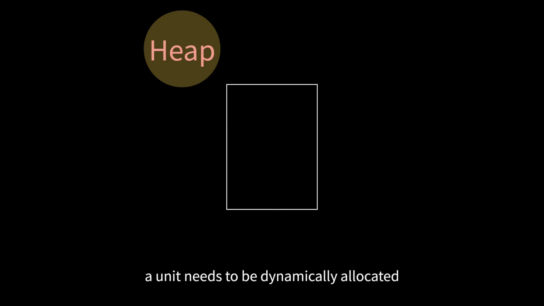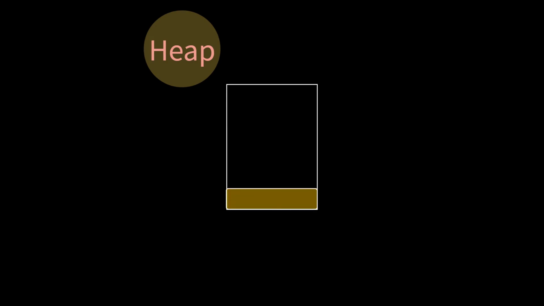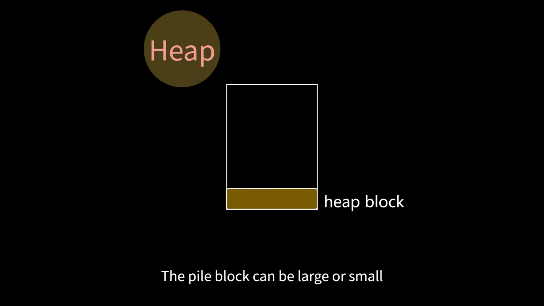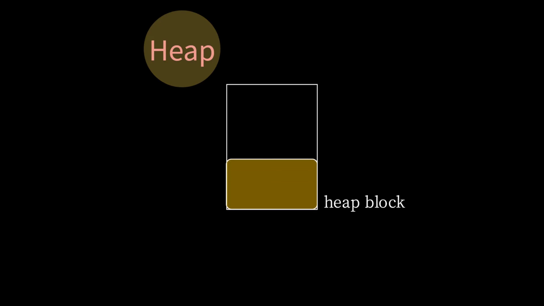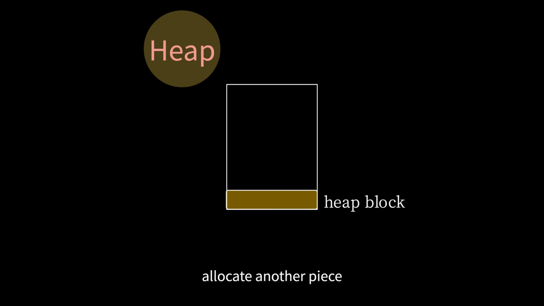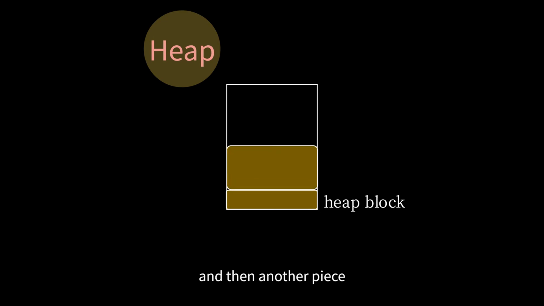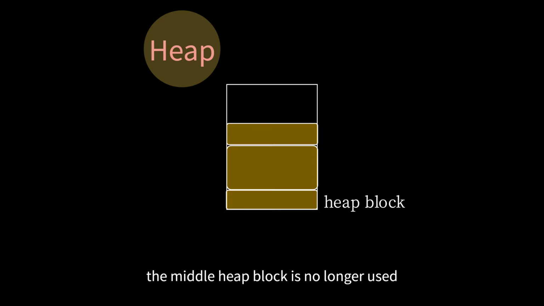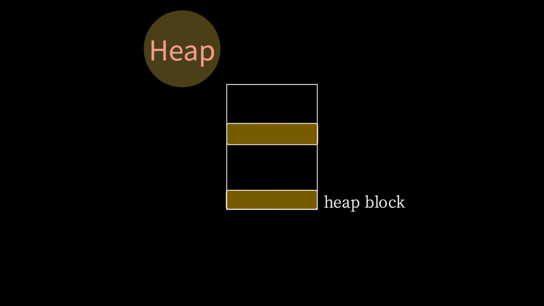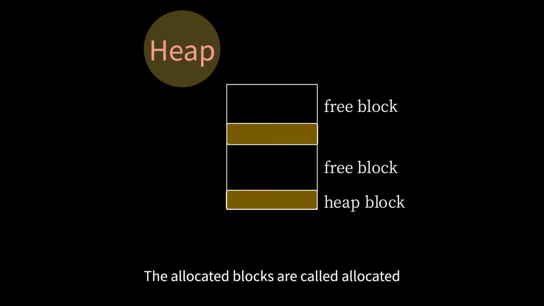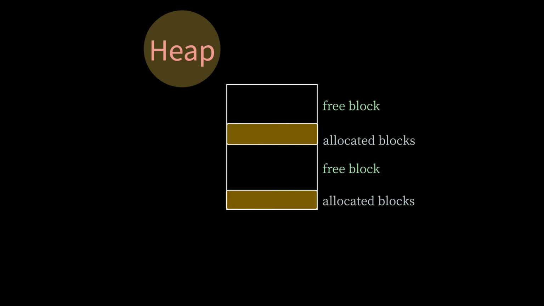For example, in this heap, a unit that needs to be dynamically allocated is called a heap block. The heap block can be large or small, dynamically designated. Then allocate another piece, and then another piece. At this time, the middle heap block is no longer used and is released. The block in the middle is called a free block. The allocated blocks are called allocated blocks.